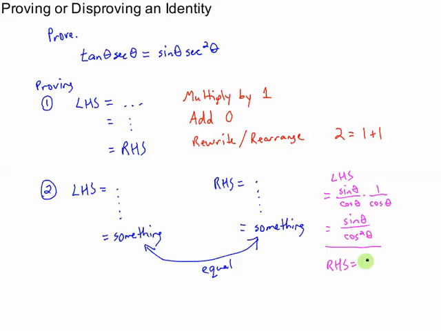The right-hand side is sine of theta times secant squared, which is 1 squared, or 1, over cosine squared. If I want to multiply these, I'd make sine into a fraction by putting it over 1, and now I'd multiply straight across, and I get sine of theta over cosine squared of theta. We can see that the right-hand side is manipulated into the same expression that the left-hand side is, so the two sides are equal.